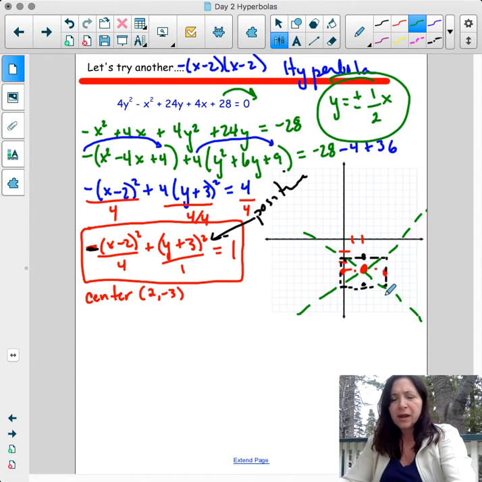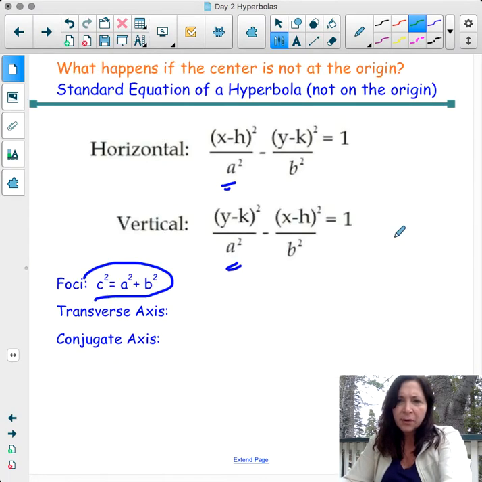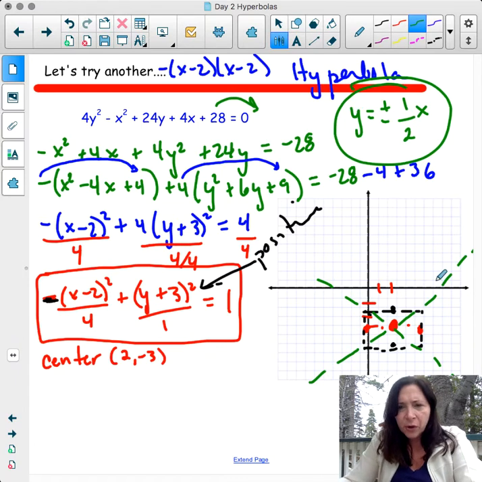Oh, I think I forgot to put an x on the other one. Let me go back real quick. Oh, yes, I did. Plus or minus 3/4 x. Okay, so here we are with our equation of our asymptotes.